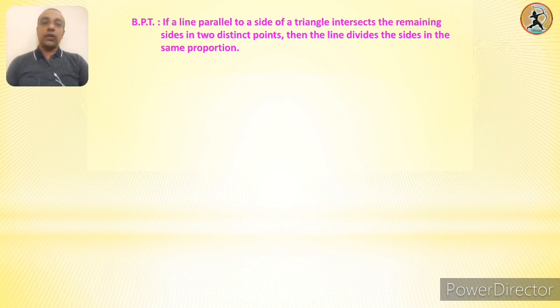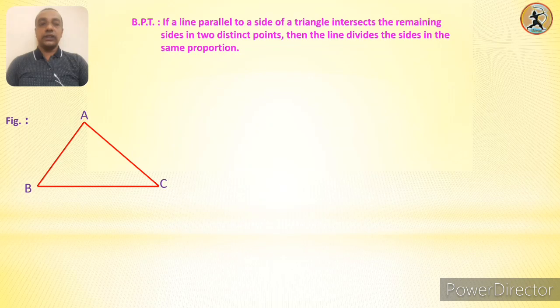So let us draw the figure as per the antecedent. First of all, we have to consider a triangle. Suppose here is a triangle with the points A, B, C. Then we have to consider a line parallel to a side of the triangle that intersects the remaining sides in two distinct points. So let us consider the line L which intersects the sides AB and AC in points P and Q, and of course it is parallel to BC.